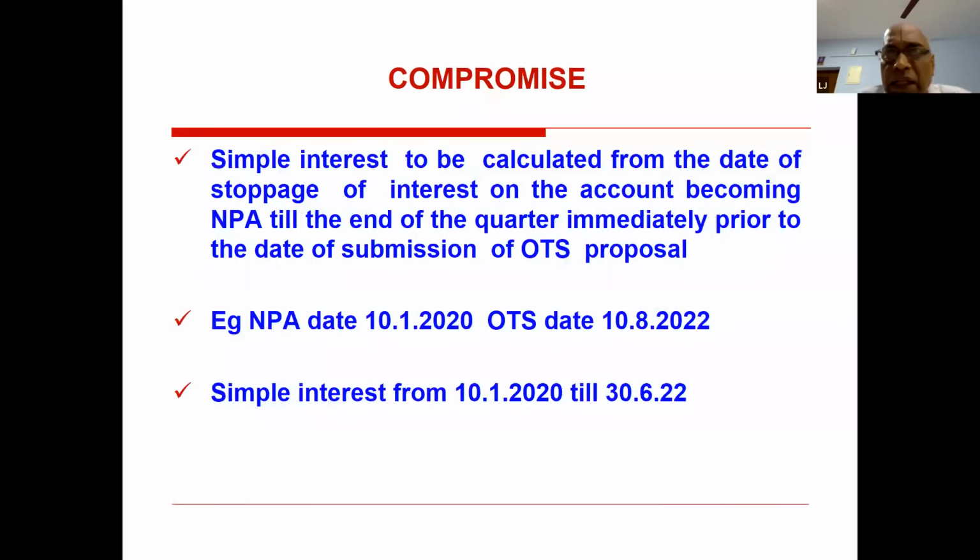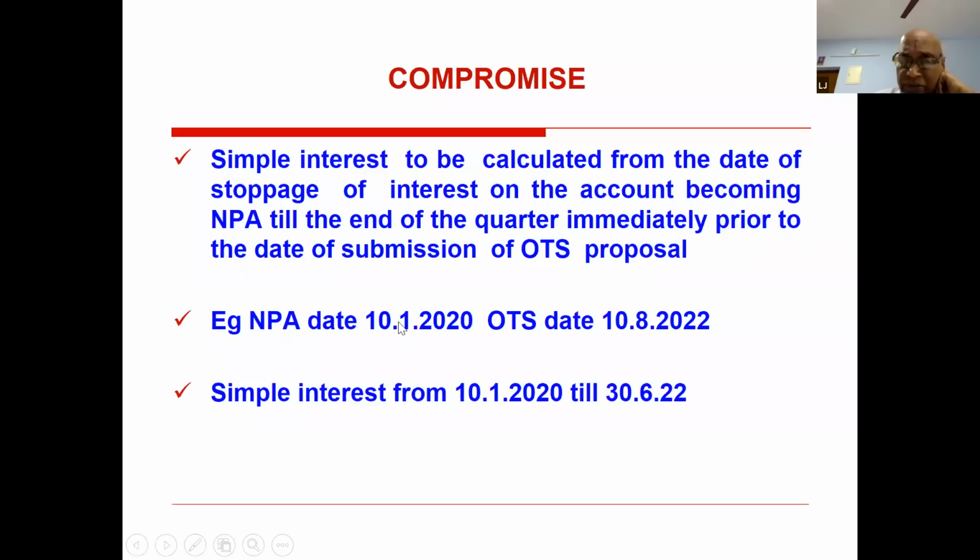I told you, MCLR plus 1.50 simple interest is to be calculated on the book liability. From which date to which date will you calculate it? Simple interest is to be calculated from the date of stoppage of interest on the account becoming NPA till the end of the quarter immediately prior to the date of submission of the OTS proposal. That means from the stoppage of interest on the book liability, not till the date of the OTS proposal, but till the end of the previous quarter in which the OTS proposal is submitted.